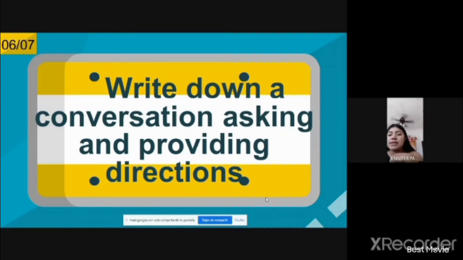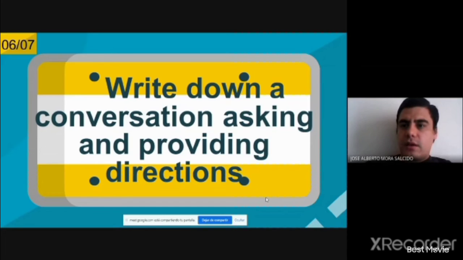Next, what we will do is that each one of you will write down a conversation asking and providing directions. So when you finish doing this conversation, like we saw earlier, the short ones, you can type it in the chat so I can check if there are any grammatical mistakes or any formula mistakes. So you can tell me when you're ready to give me your answers. Okay, teacher, just let me type it. Five minutes later. We are ready, teacher.